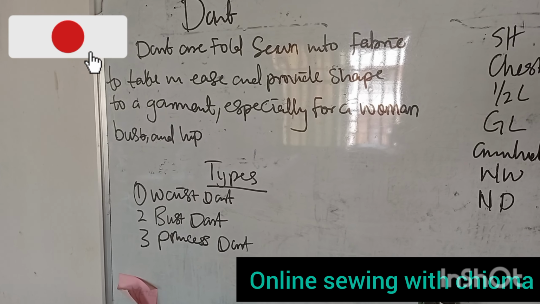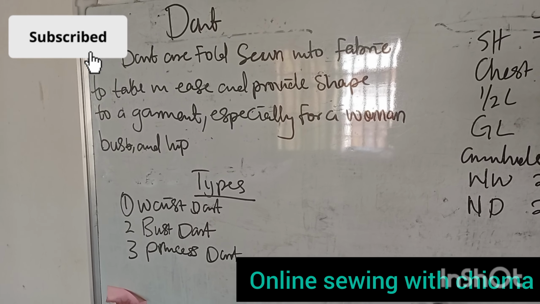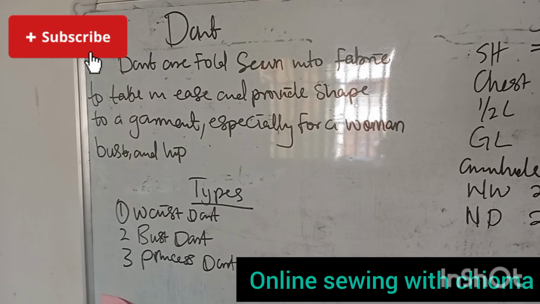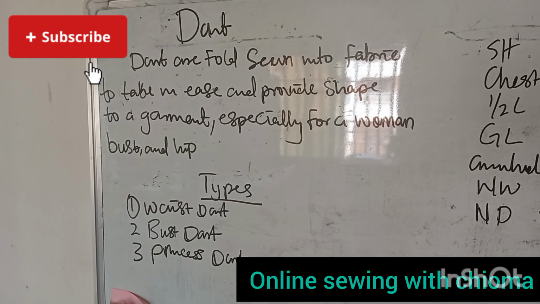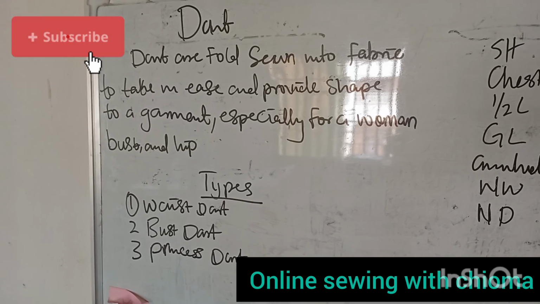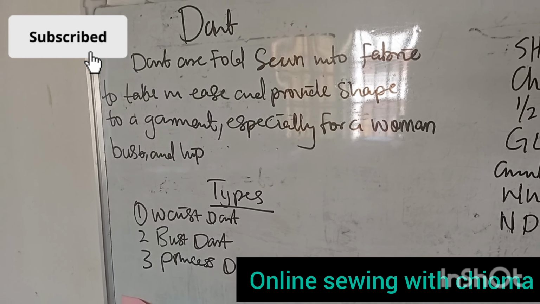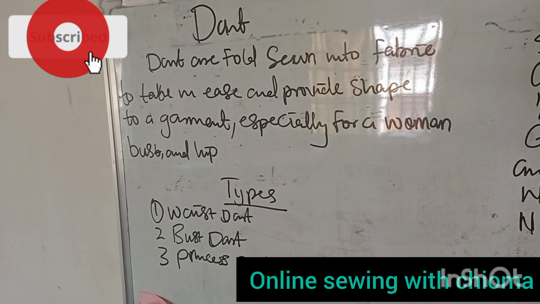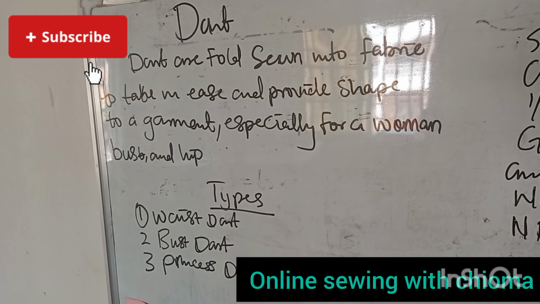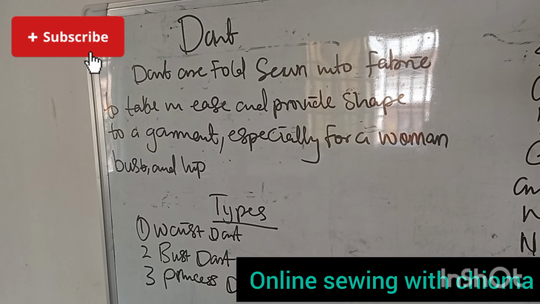Now one of the first terms that will be recurrent, that we'll be using consistently, is dart. Now what is a dart? A dart is a fold sewn into fabric to take in excess ease and provide shape to a garment, especially for a woman's bust and hip. Now that is more like a tool for giving shape to a dress. That is what it is.